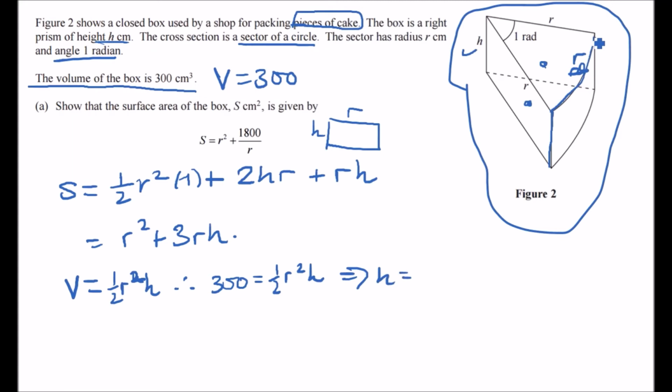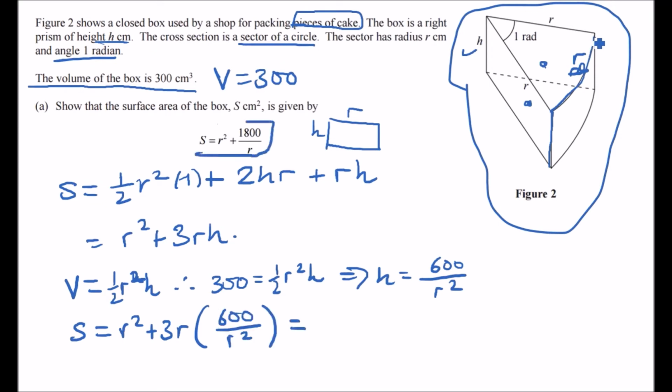We've got h equals, so multiplying by 2 first, we get 600, and then dividing by r squared, we get 600 over r squared. Substituting back into this surface area equation, we're going to have r squared plus 3r times 600 over r squared. And voila, we get r squared plus 3 times 600, which is 1800, and the r cancels with one r at the bottom, so we're left with 1800 over r. Okay, good, not bad. This was a tricky shape, but we had it in the end.